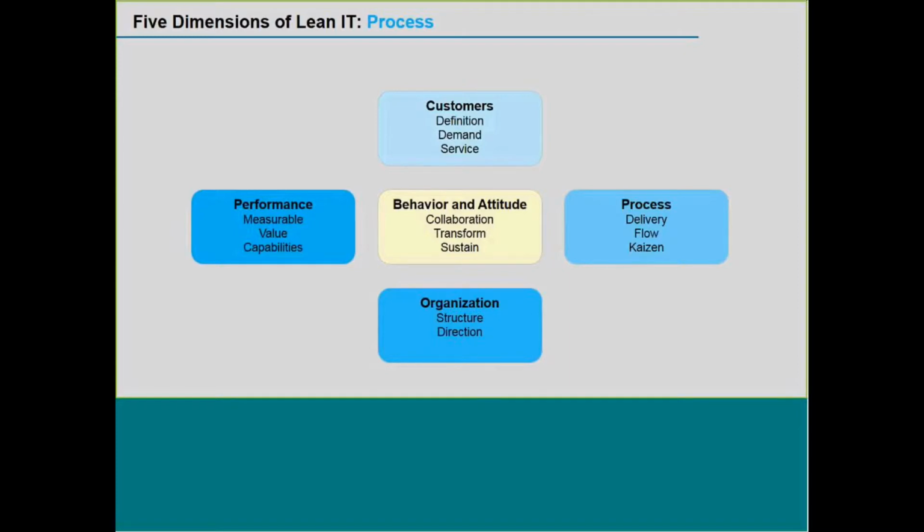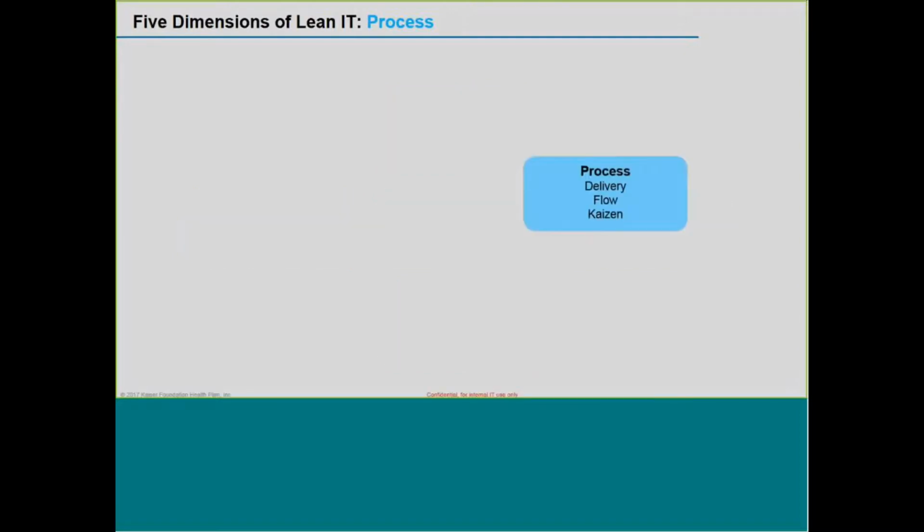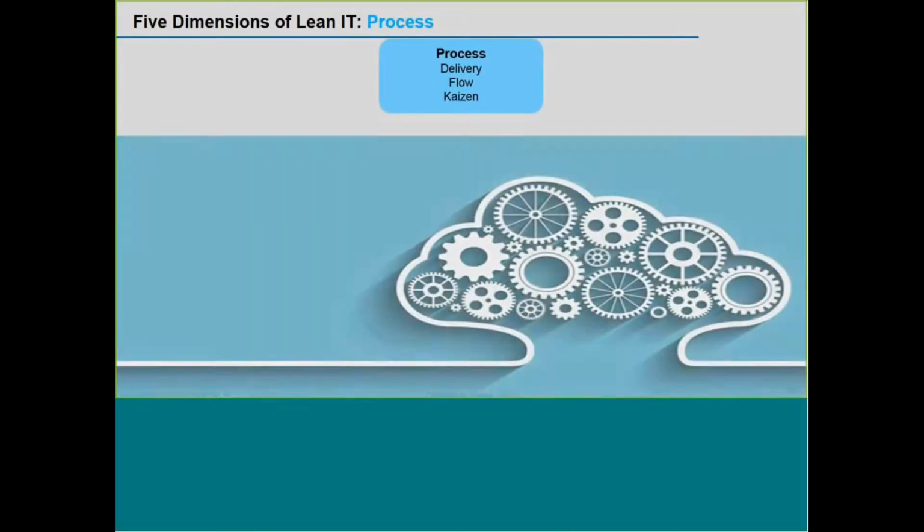We are currently going over the 5 dimensions of Lean IT. We started off by reviewing customers. Today we will review process. In the next sessions, we will review organization, performance, behavior, and attitude. Let's take a closer look at process as a dimension of Lean IT.